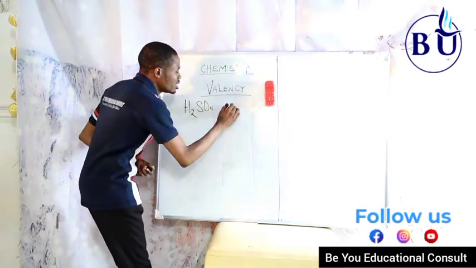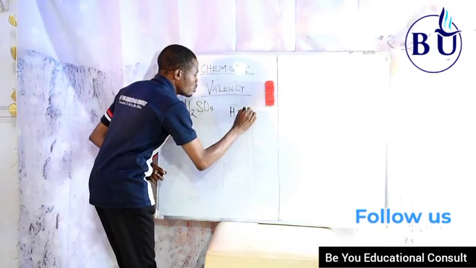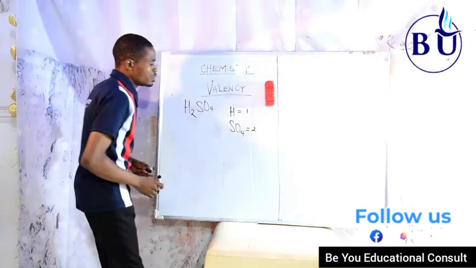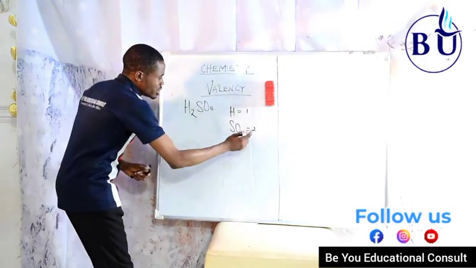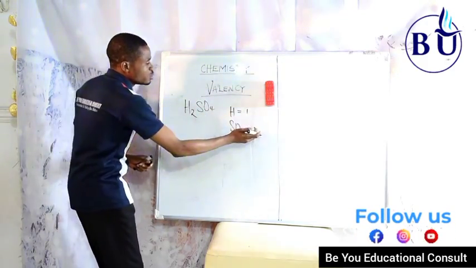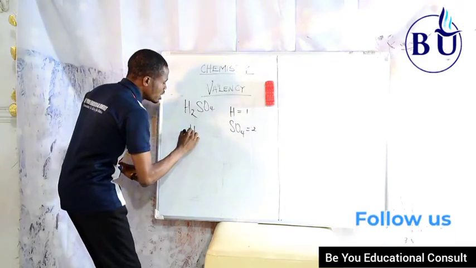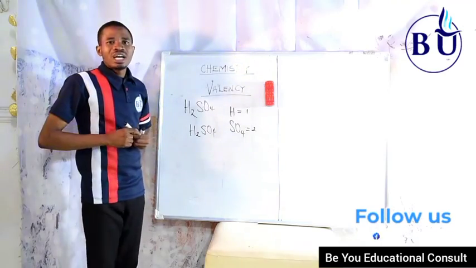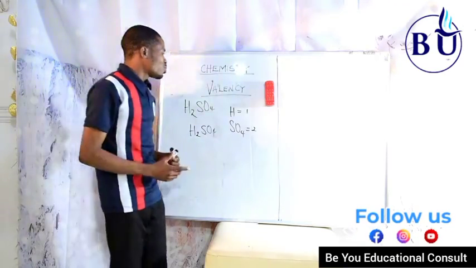So this shows that the valency of hydrogen here is equal to 1, while the valency of this is equal to 2. So whenever they want to combine, they will exchange. Hydrogen will give its own to this, while this will give its own to hydrogen, making them become H2SO4. Are you getting what I'm trying to say? Okay, let's watch another one.